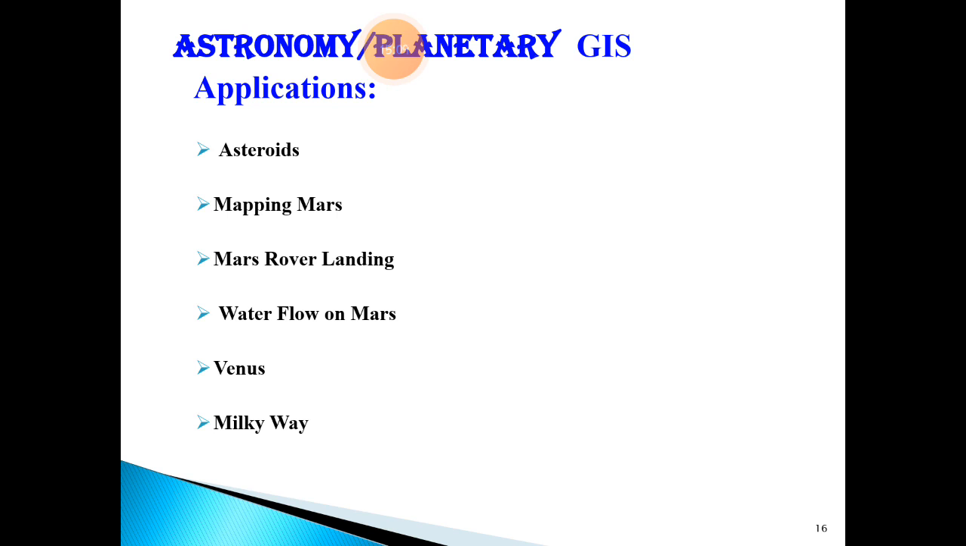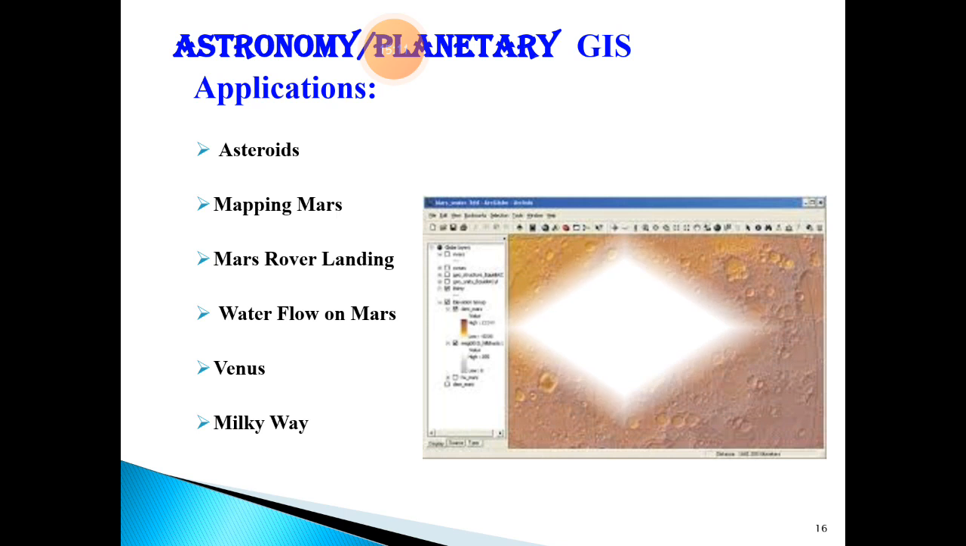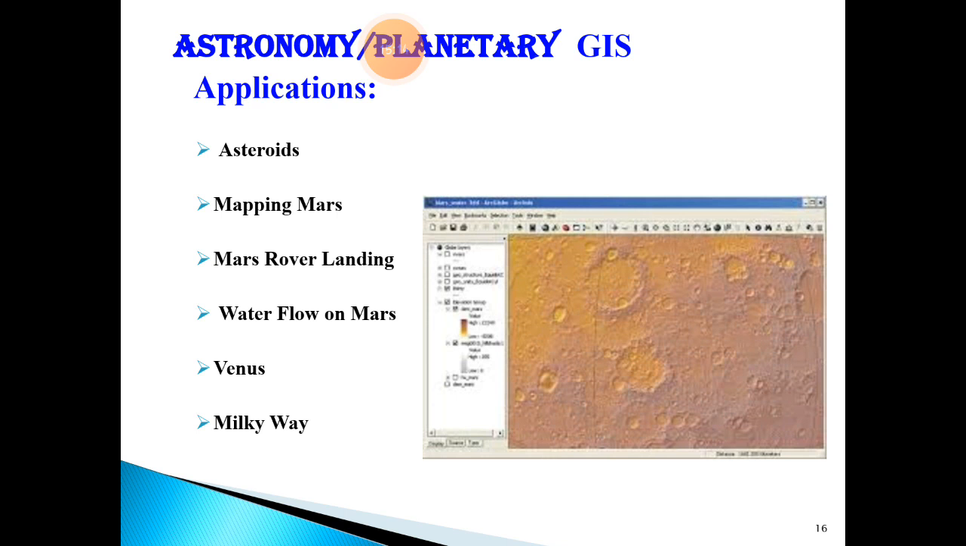GIS also finds its application in the field of astronomy or planetary system. GIS of this kind gives the details of asteroids, details of the other planets like Mars, helps in mapping of Mars, water flow on Mars, then landing of Mars rover operations, then details of the planet Venus, mapping of the Venus planet, then geological study of it, surveying of the inner part of the Milky Way galaxy, etc.